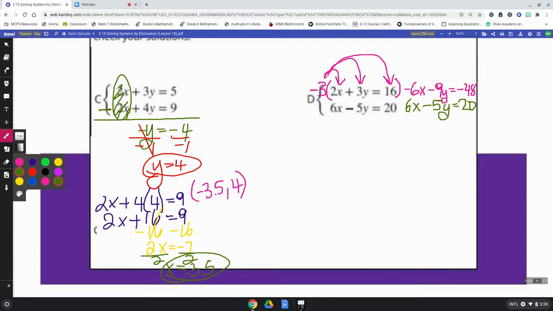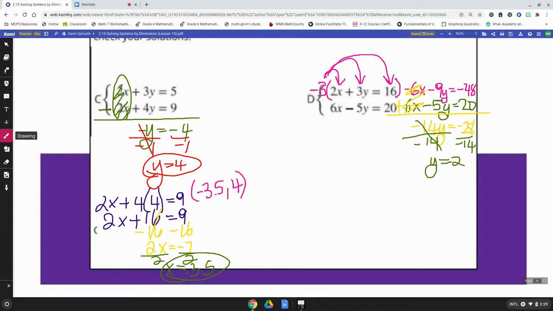So now I solve my problem. Both x's have the same absolute value. They're opposite, so I'm going to add to eliminate the x. So negative 9y plus negative 5y is negative 14y. And negative 48 plus 20 is negative 28. I'm going to divide by negative 14 on both sides. So y is 2.